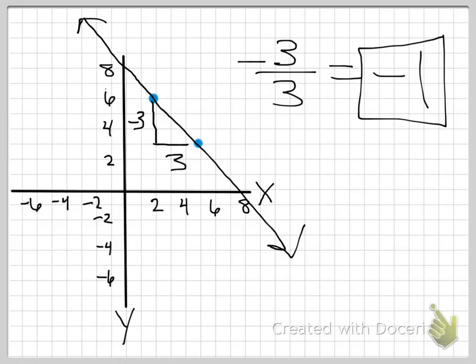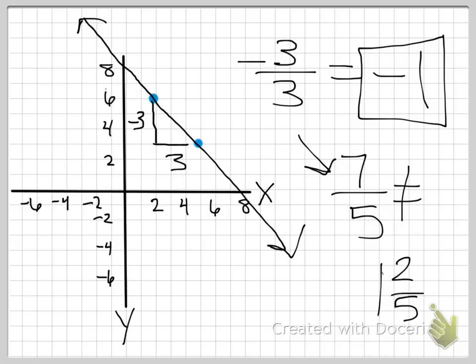Now, say for example your slope was 7 over 5. You are going to leave it 7 over 5. Do not change it to 1 2/5. That is incorrect when you're dealing with slope. Okay? You want to leave it as an improper fraction if it does in fact happen that way. So just remember that for slope for your test tomorrow.